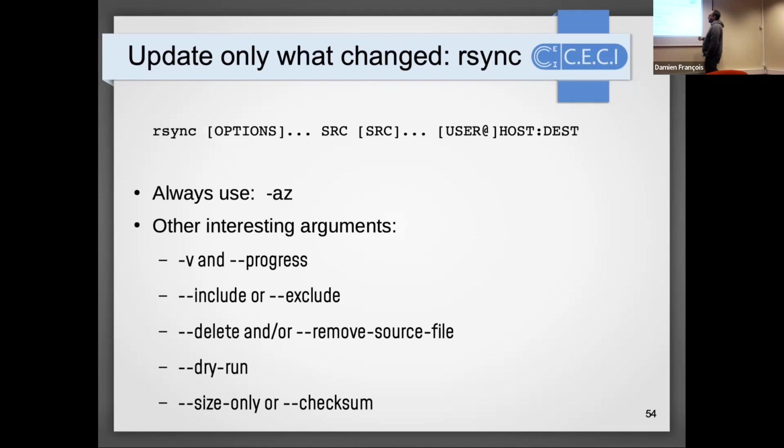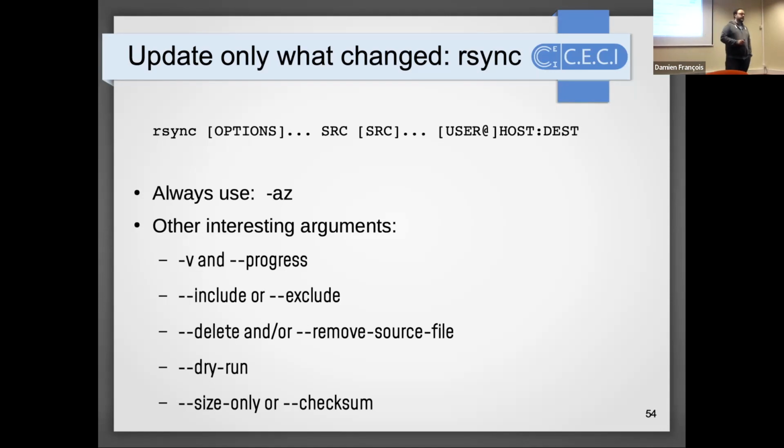There are two arguments that you should always use: -a and -z. Otherwise, rsync does very basic stuff and does not remember the metadata and so on. Here are optional arguments that you might find interesting. -v gives you verbose output.